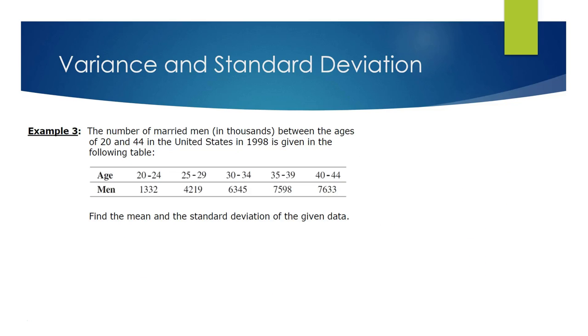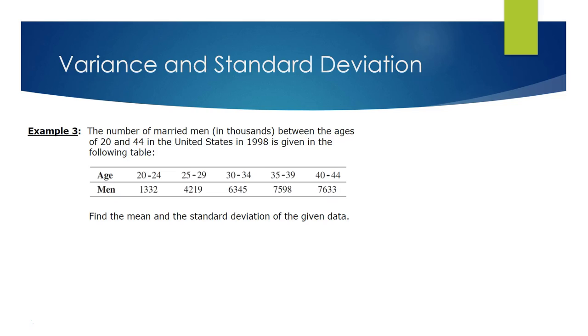Example 3. The number of married men, in thousands, between the ages of 20 and 44 in the United States in 1998 is given by the following table. So you have age ranges: 20 to 24, 25 to 29, 30 to 34, 35 to 39, and 40 to 44. And you have the number of men, which I'm not going to read all off, but there they are. So this table is not a probability distribution.